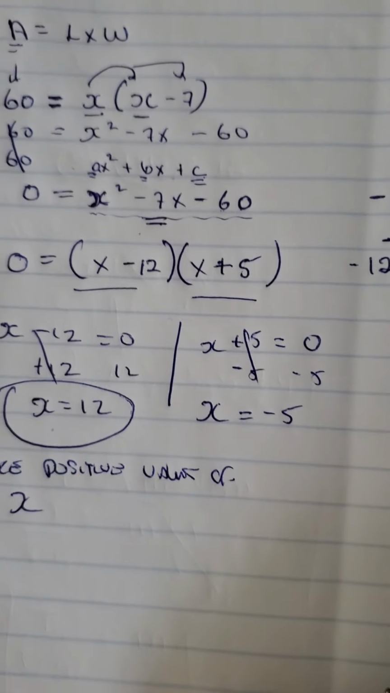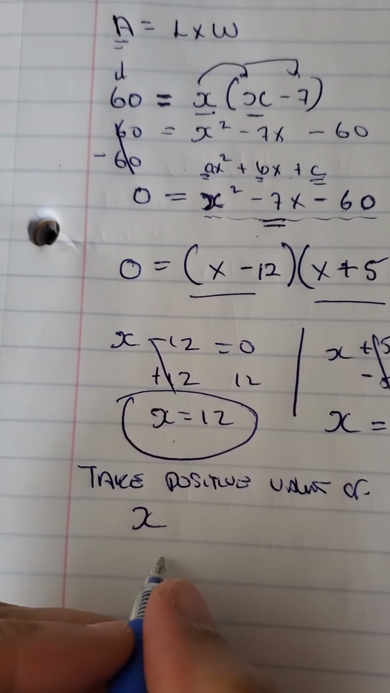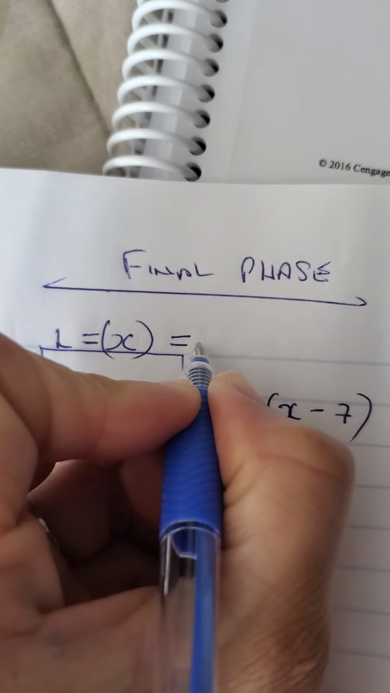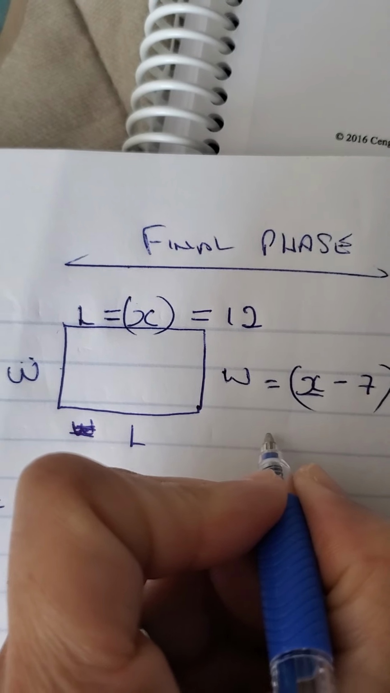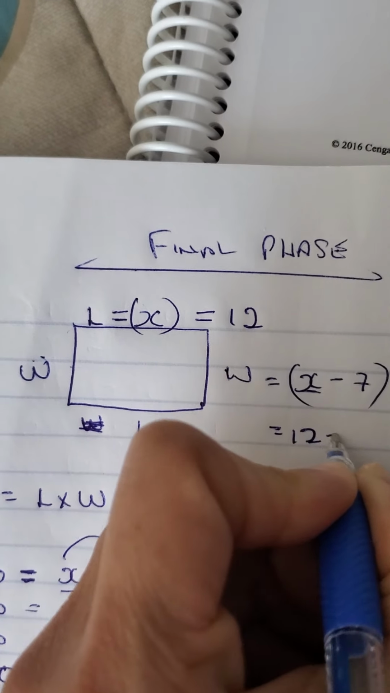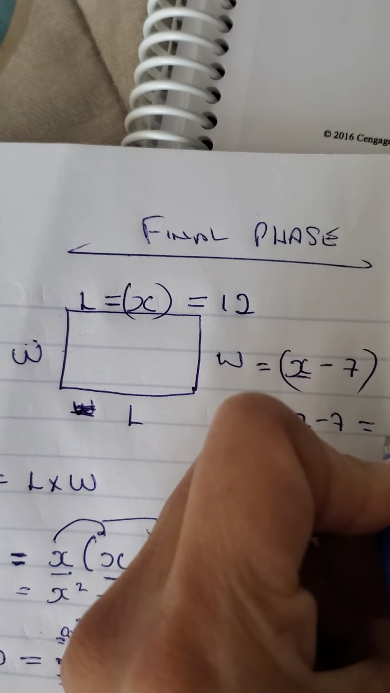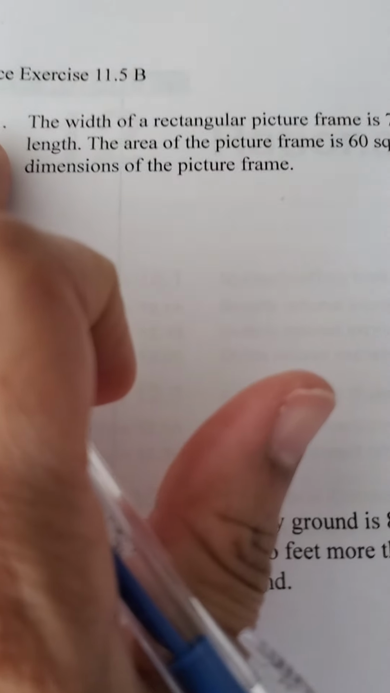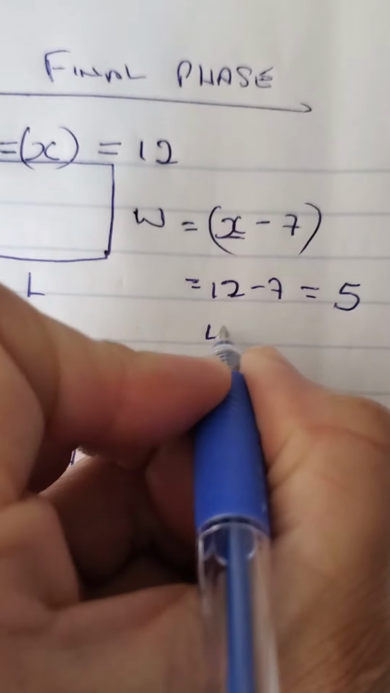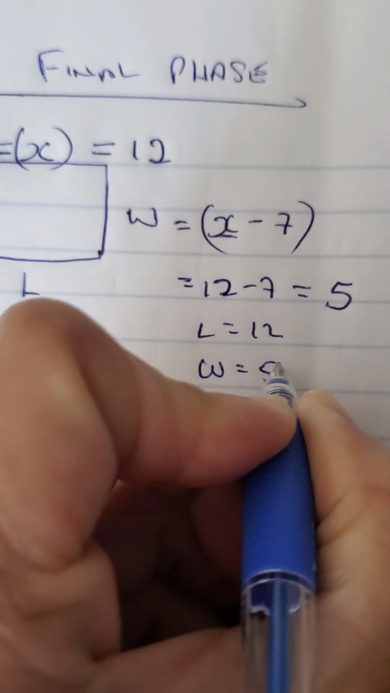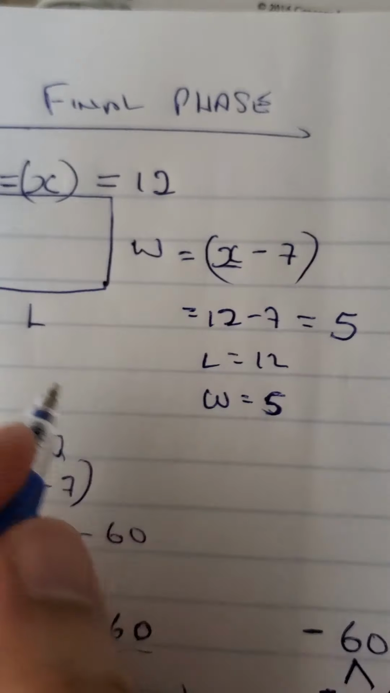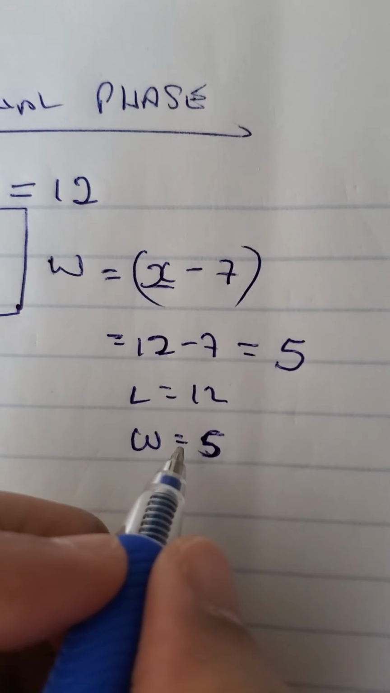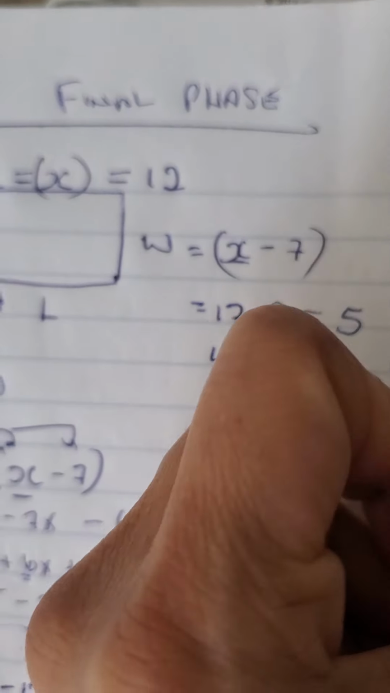Because we can't have a negative side, right? So my x is 12. So here I'm able to find my length, which is 12. And then I'm able to find my width, which is 12 minus 7, which is 5. And so it says to find the dimensions of the picture frame. So the L is 12, W is 5. And if you want to double check this, remember they said the area is 60. If I say 12 times 5, I will get 60.